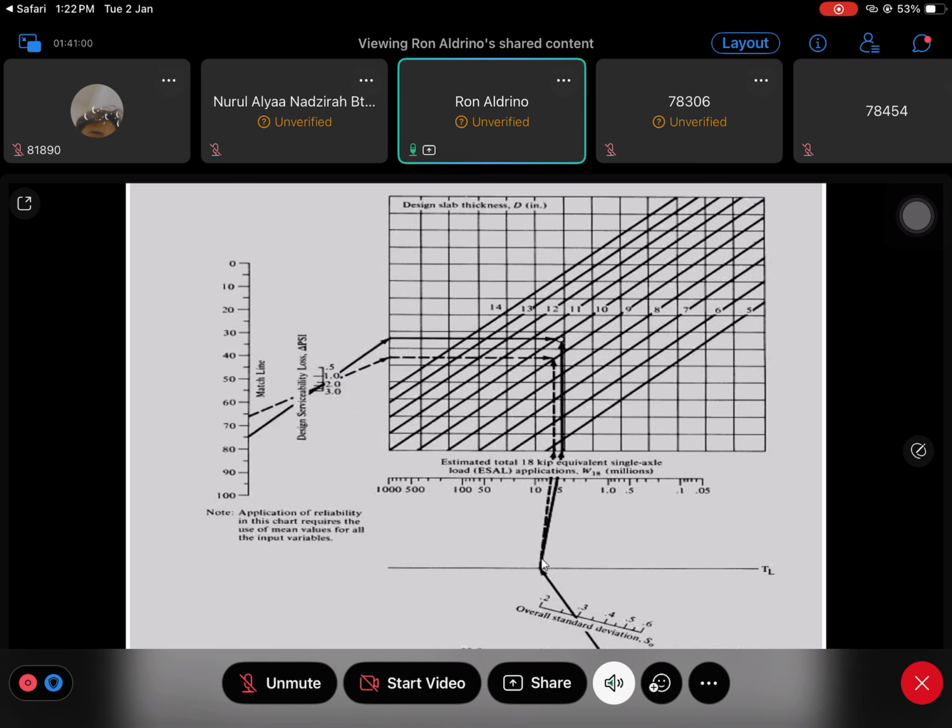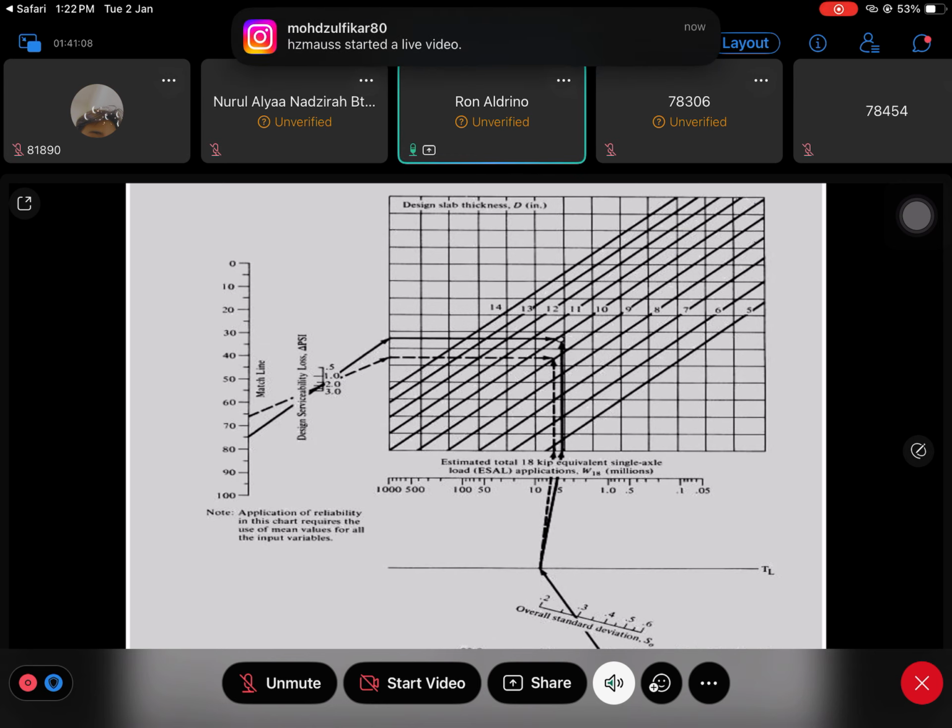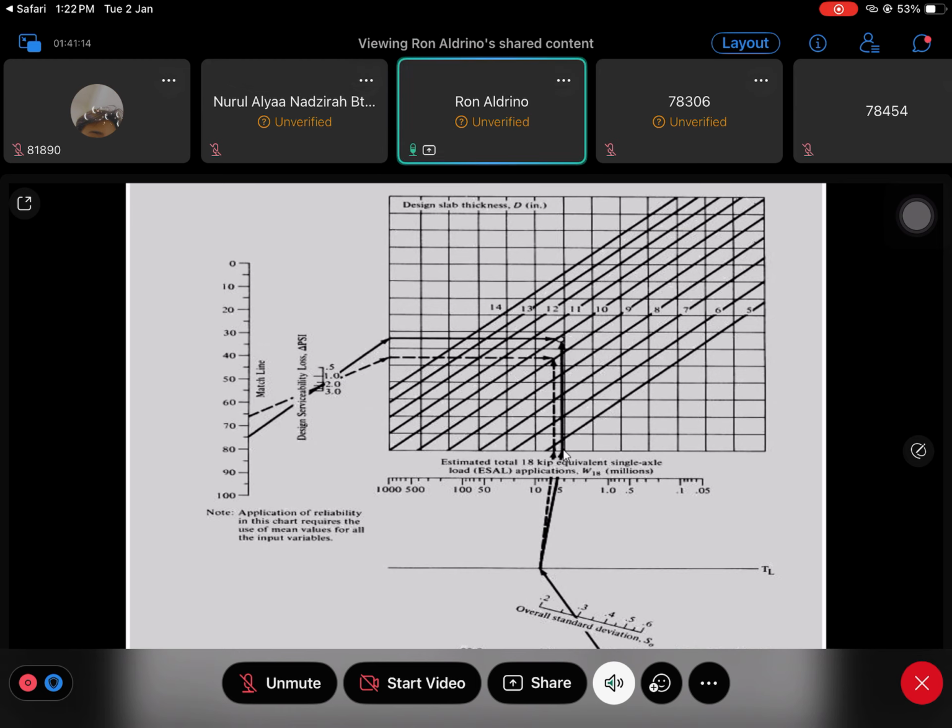Then you draw across to the transiting line, and then check what is the given 18 kips. Okay, equivalent single axle load, which is given as 5 times 10 power of 6. So you draw across, and then you stop at this point. So from this point onward, you draw a straight line vertically up, and then from the design serviceability loss just now, the point that you stop there, you draw a horizontal line across. So where the line cross, okay, that is where the answer is. That is where your estimated thickness design.